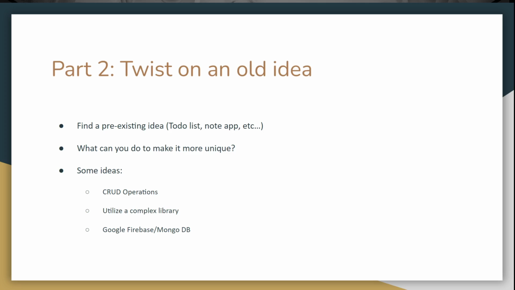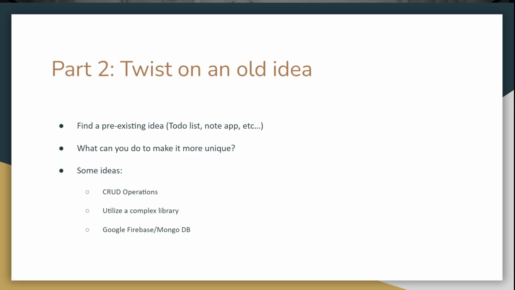But what you can do is take one of these pre-existing ideas. So like I mentioned earlier, the to-do list app or the note app, the shopping app is another one, and figure out what can you do to make it more unique or more advanced, right? So some ideas for you is you could take a note app and you could implement some kind of CRUD operations with it. If you're not familiar with the CRUD operations, they're the basic database operations of create, read, update, and delete.